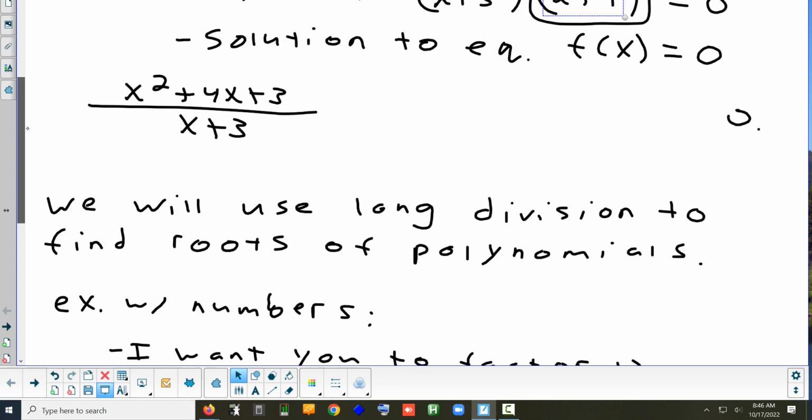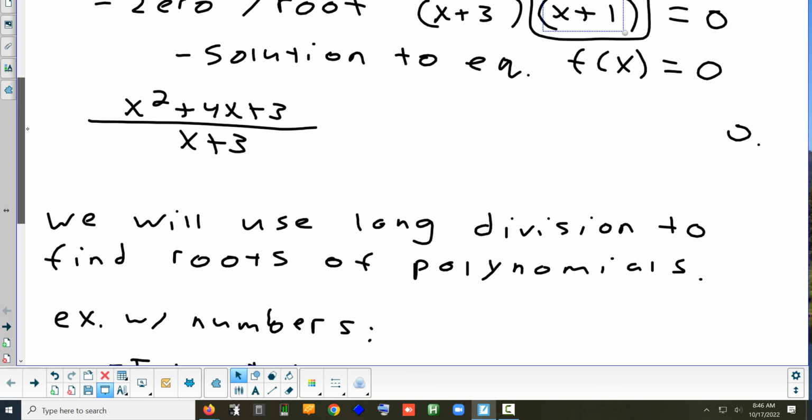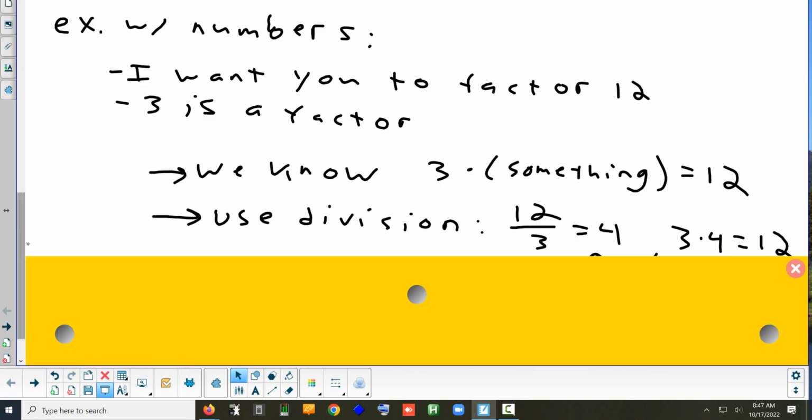So if you don't remember how to do that out, that's okay. That's what I'm going to show you. But any question on the idea of how you can take a number, divide by one number you know is a factor, and it gives you the other?